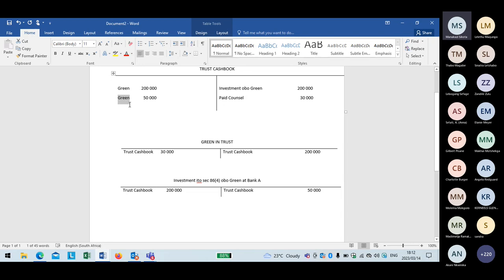I was thinking about sticking to the double entry principle, that after crediting an account, it should be debited in the opposite account. Yes, and this is what we did. We credited the investment account with 50,000 and debited the trust cash book. Okay, so the narration does not matter in this case. But your narration must make sense. It wouldn't make sense for us to say Black, 50,000, if we never received any money from Black.